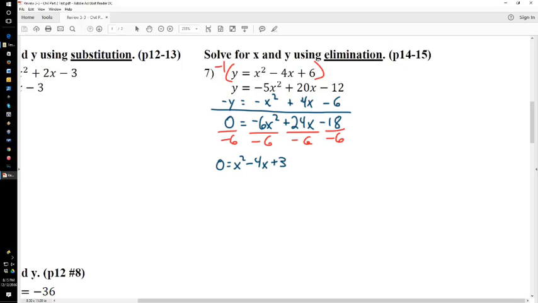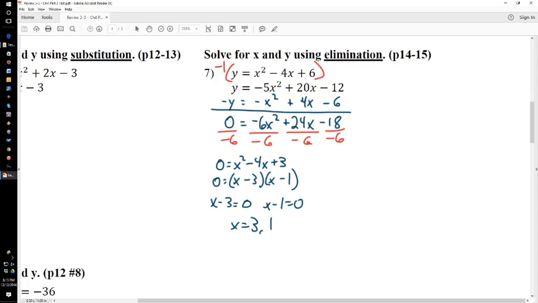And you could use your quadratic equation if you want, but this time I'm actually going to factor it. So 0 equals, two things to multiply to the left are x and x. Two things to multiply to the right, but add up to the middle, are -3 and -1. Those two numbers both multiply up to positive 3 and add up to -4. And when I set those equal to 0, x minus 3 equals 0, and x minus 1 equals 0, I will get the solutions x equals 3 and x equals 1.